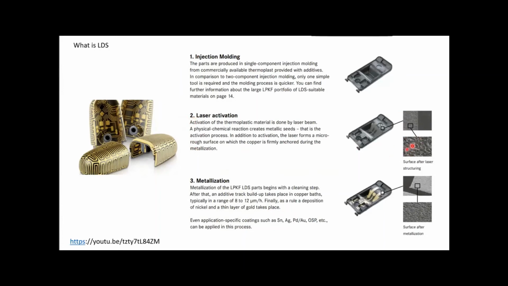So there's a special chemical in there that gets activated, and the laser also forms a very rough surface, or micro surface, I should say, on the plastic. So the copper can actually get adhered to that rough area. We put this into a bath of copper, and the copper adheres to the area where the laser has been and activated the chemical, and that gives you the plating.